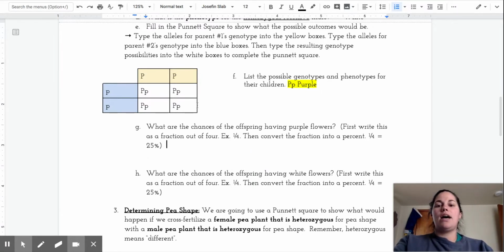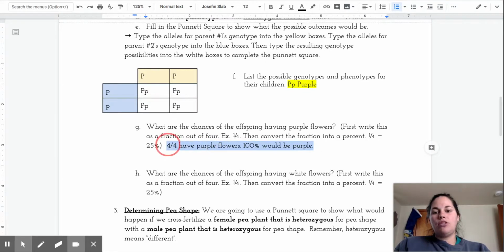So that means that out of these 4 boxes here, 4 out of 4 would have purple flowers. And if we were to write this as a percent, 100% would be purple.